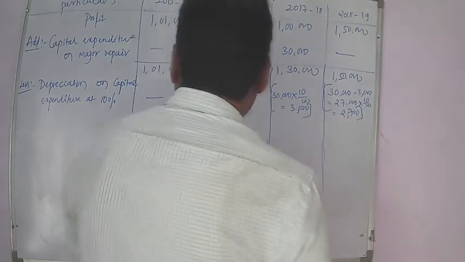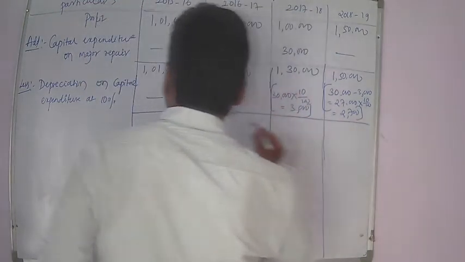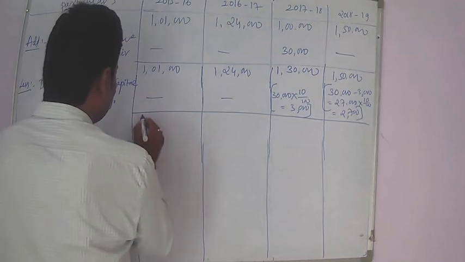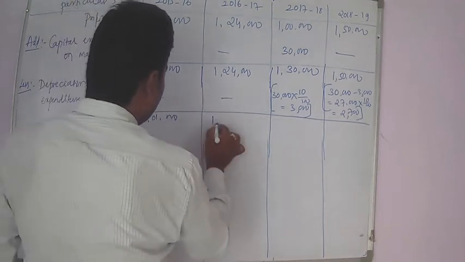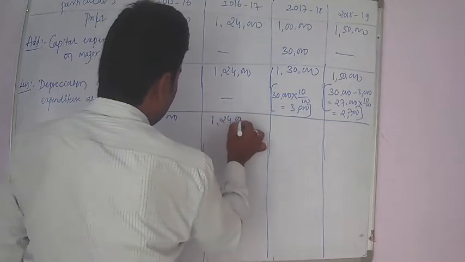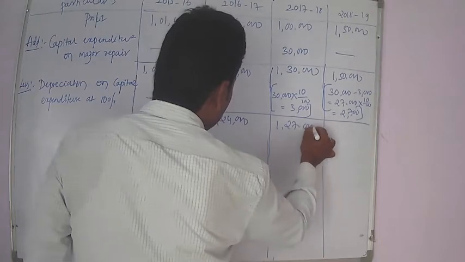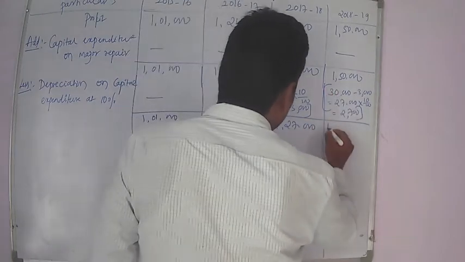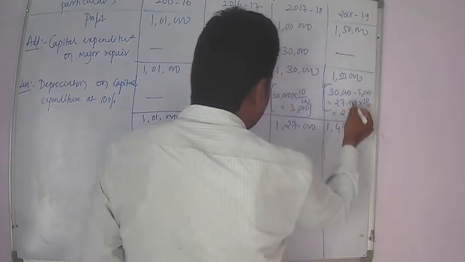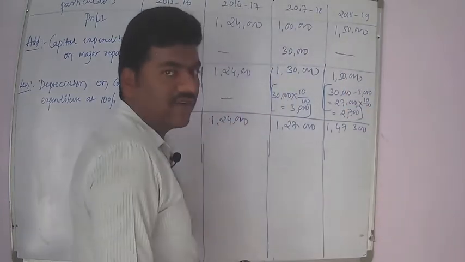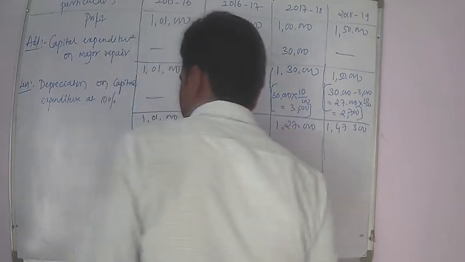So now reduce the values. 1 lakh 1000 minus 0 is 1 lakh 1000, 1 lakh 24,000, 1 lakh 27,000, 1 lakh 47,300. 1 lakh 50 minus 2,700 is 1 lakh 47,300. 1 lakh 30,000 minus 3,000 is 1 lakh 27,000.